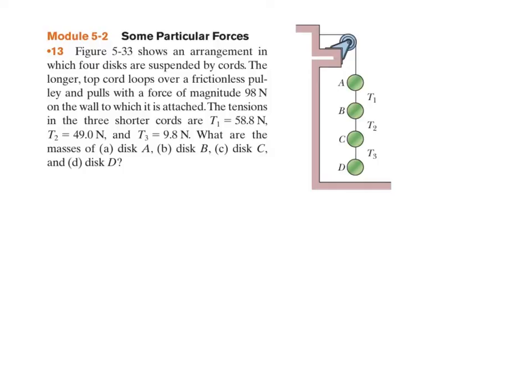So I just want to emphasize the importance of free body diagrams. When I look at this, I see an arrangement of discs that are all hanging. The tensions in each of those smaller sections of cord are given. The top loop over the frictionless pulley gives a pull force of 98 newtons, and that's attached to the wall. So the question is to figure out the masses of each disc.